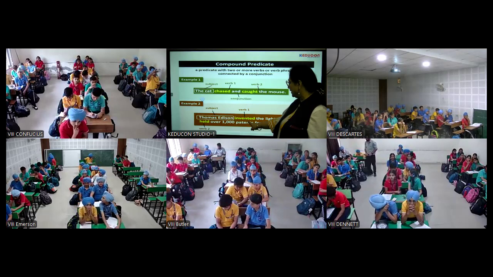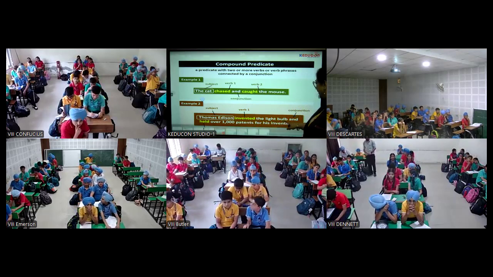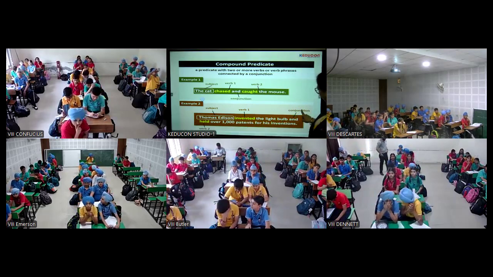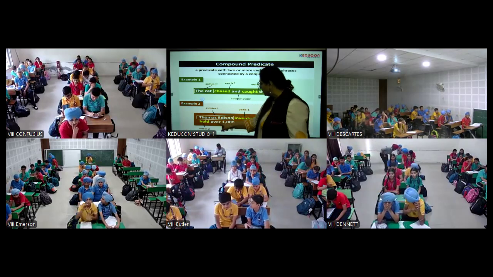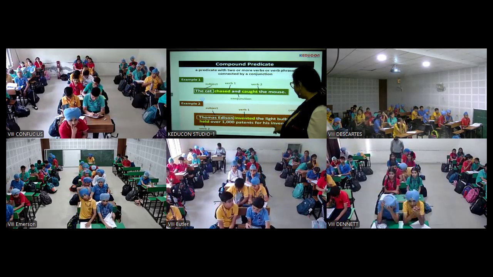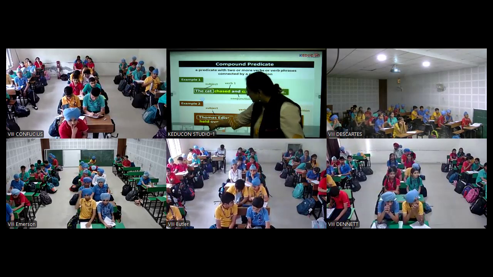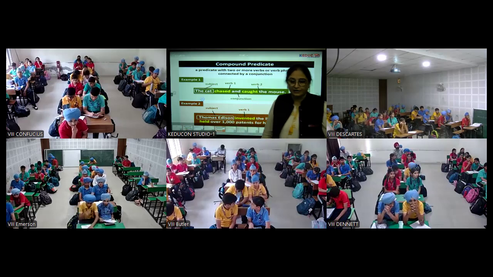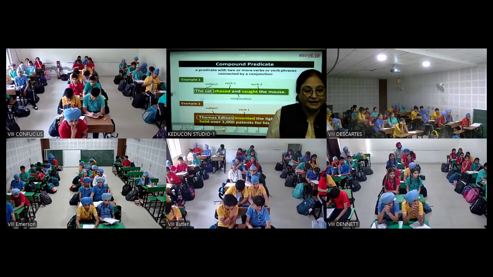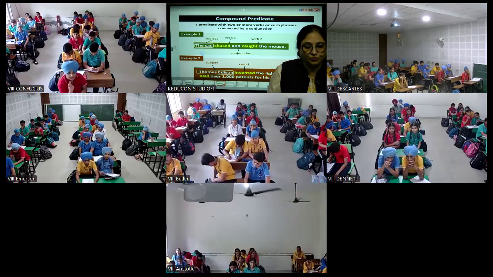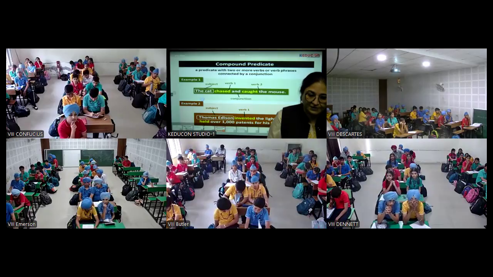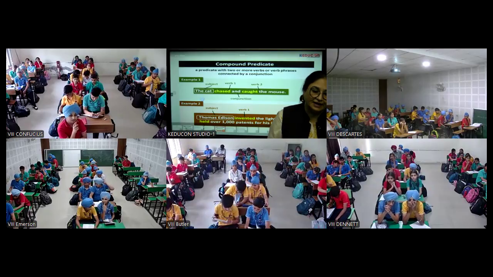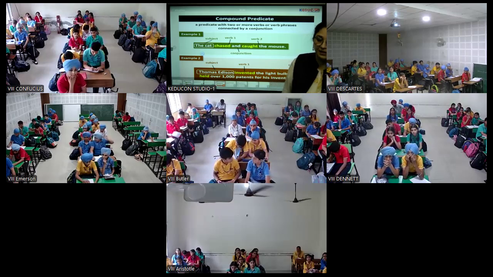Verb 1: invented the light bulb, and so joined with... and held over 1,000 patents for his inventions. Held, this is verb 2. Okay. So basically for predicate, you have to remember that there will be at least two verbs. And for subject, there will be at least two subjects. So it will become compound.